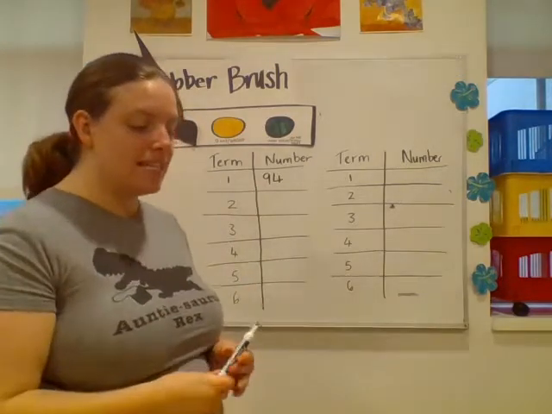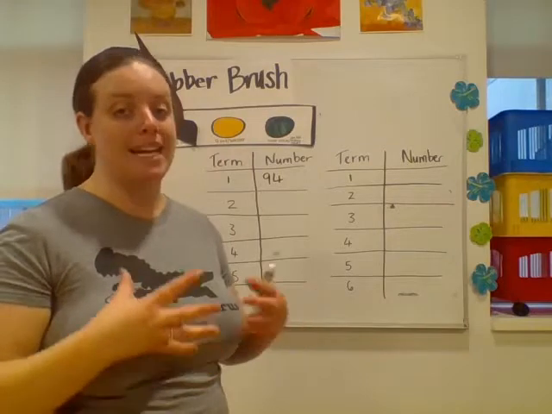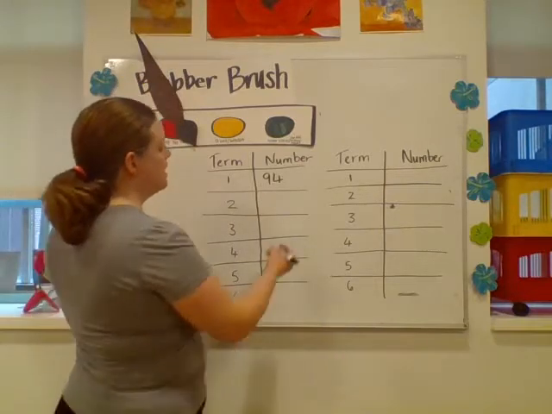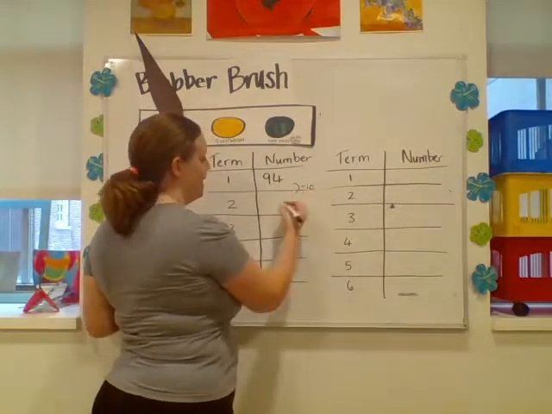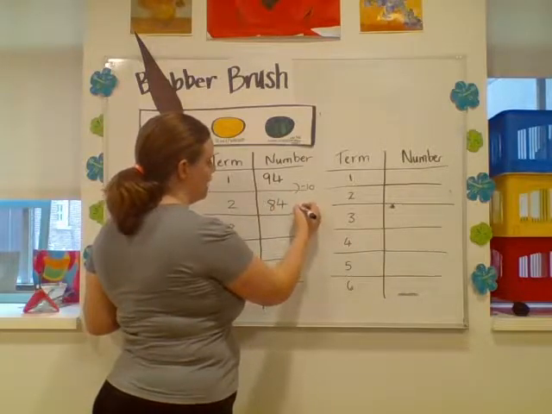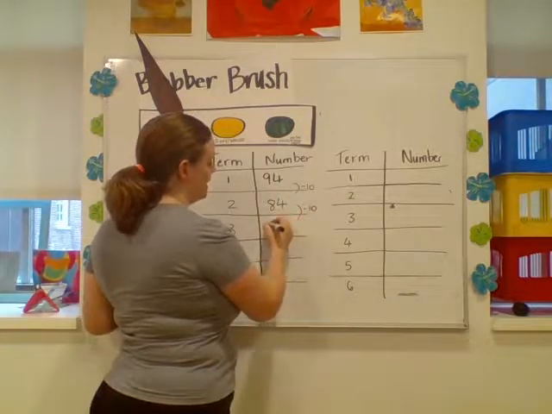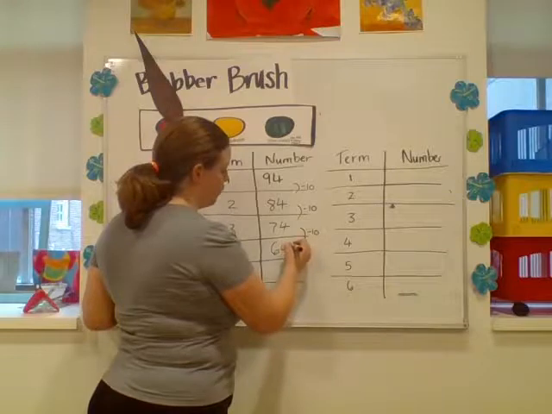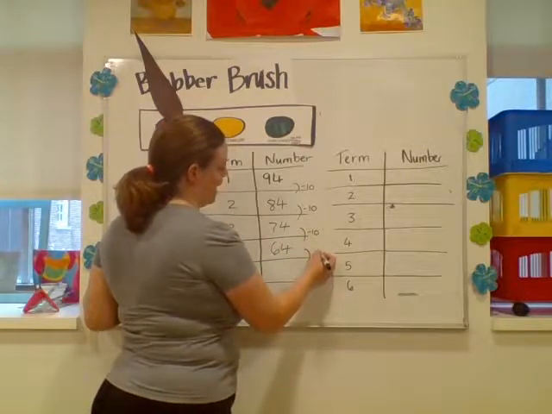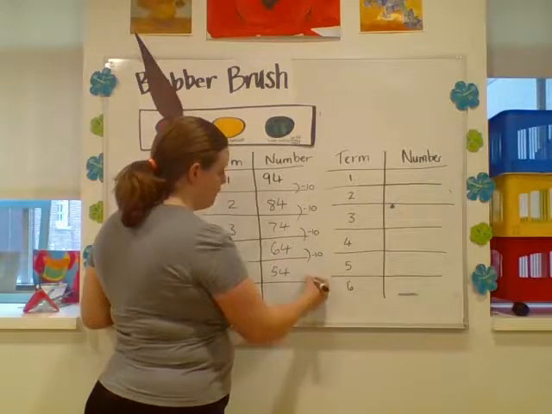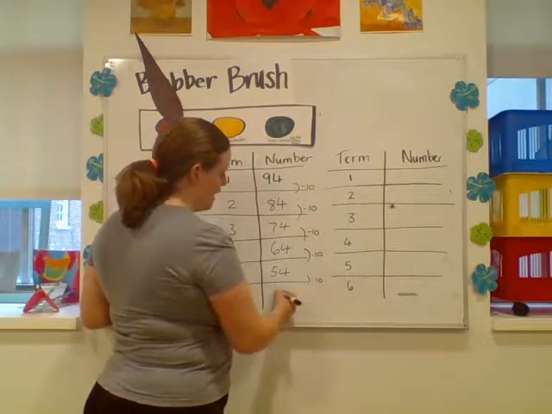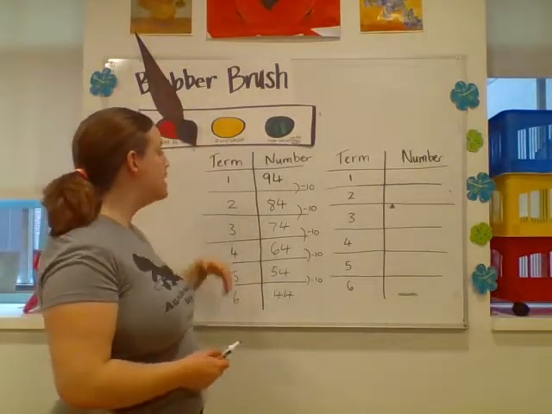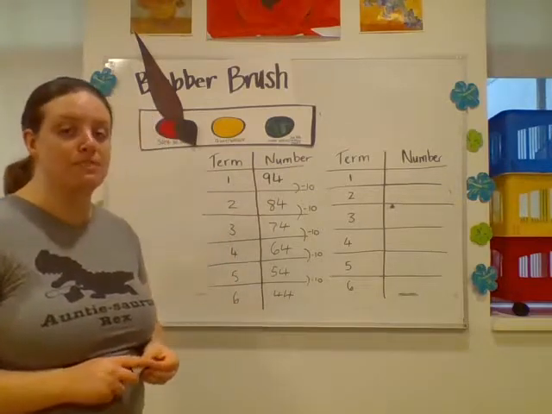Okay, the next thing that they have told us is that our rule is subtract 10. So every time we are going to subtract 10. So 94 minus 10 is 84. 84 minus 10 is 74. 74 minus 10 is 64. 64 minus 10 is 54. 54 minus 10 is 44. So we have got the first 6 terms in our pattern starting at 94 with a rule of subtract 10.